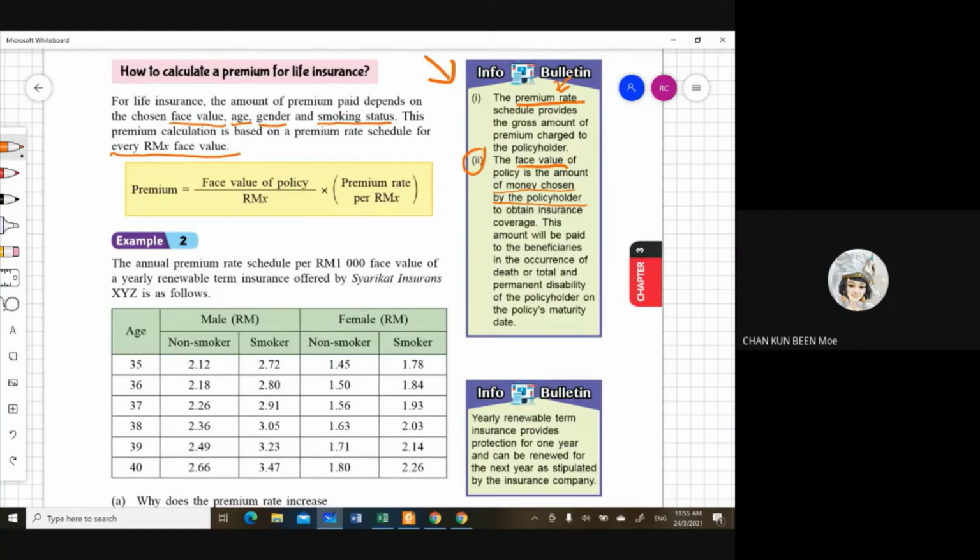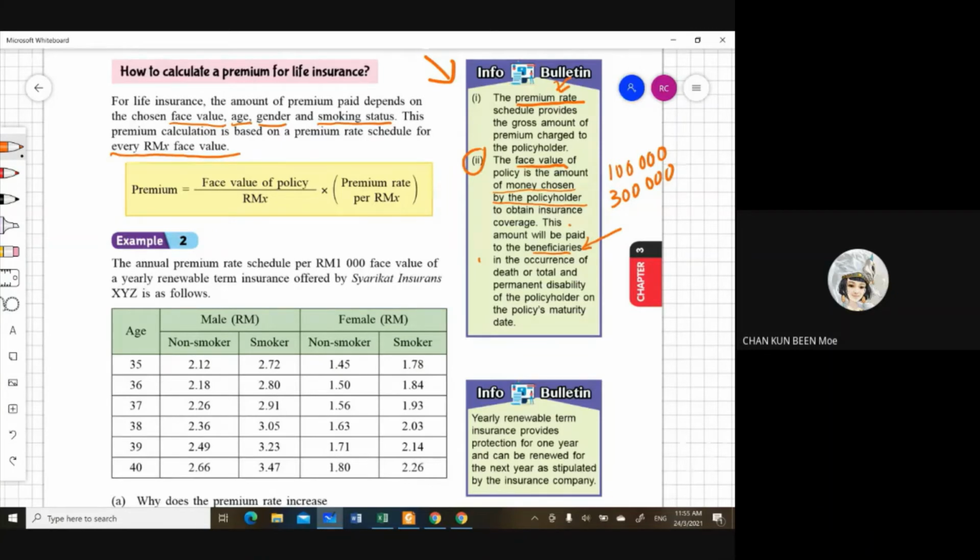For example, you want to insure a sum of 100,000 or you want to insure a sum of 300,000. These are called the face value. Okay, this amount will be paid to the beneficiaries, meaning that the policyholder, or if there is a death of the policyholder, then the beneficiaries will be the family members. Okay, in the occurrence of death or total and permanent disability of the policyholder on the policy's maturity date.